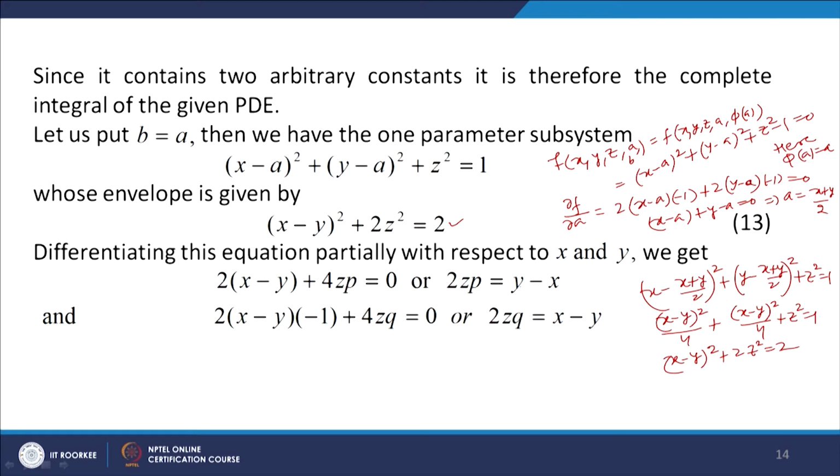So, 2zp equals y minus x, and when we differentiate this with respect to y, what do we get? 2 times (x minus y) into minus 1 plus 4zq equals 0. So, what do we get? 2zp equals y minus x and 2zq equals x minus y. These two equations we get by differentiating equation number 13 with respect to x and y.